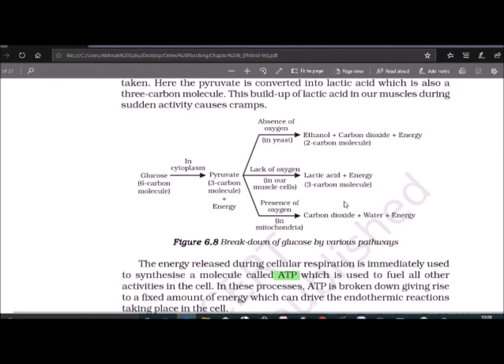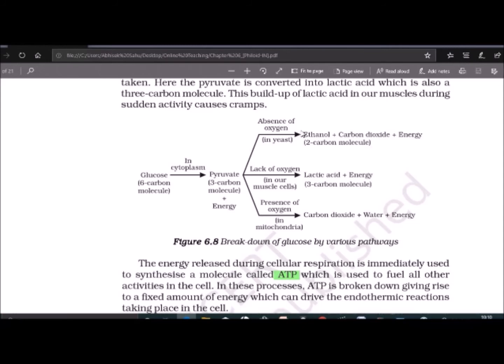Second is the presence of oxygen, that is aerobic respiration. And third is the lack of oxygen, which happens in the muscle cell. In aerobic respiration, there is a breakdown of pyruvate, a 3-carbon molecule, into carbon dioxide and water as end products, releasing energy. It occurs in the mitochondria.